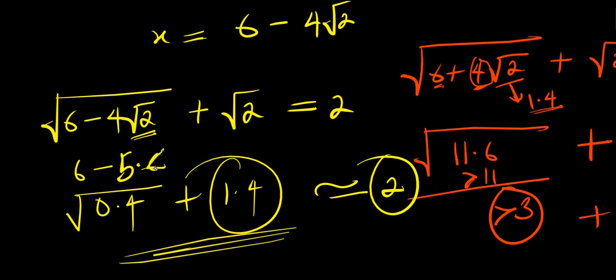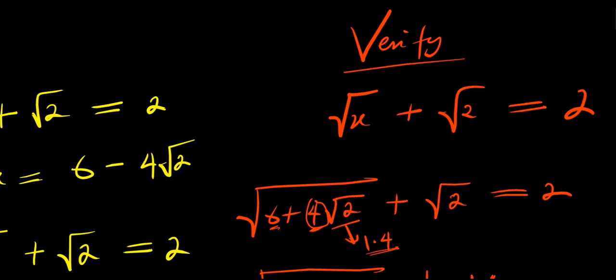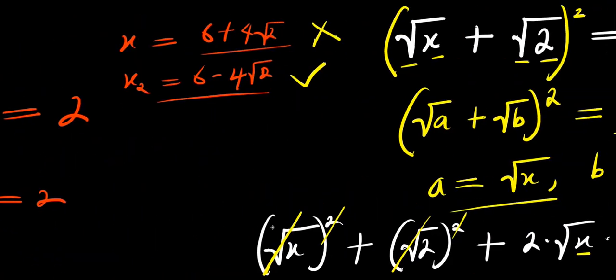I think this is about 5 point something. So you can just verify this particular solution here, but this is obviously the correct one. 6 minus 4 root 2 is the correct solution here, while this first one here is wrong. So our solution is 6 minus 4 root 2.